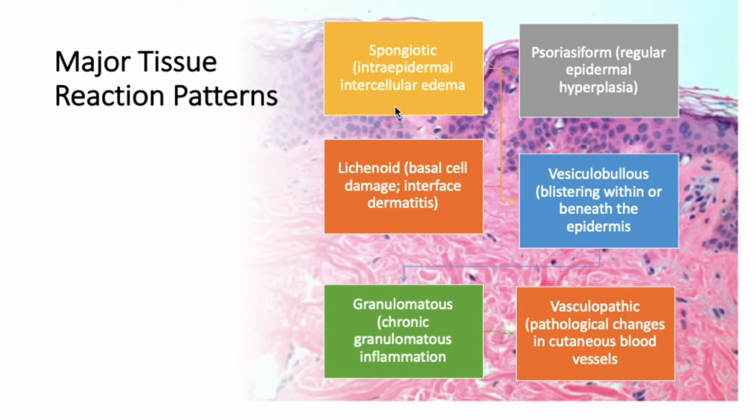When we say spongiotic, we mean intraepidermal and intercellular edema. When we say psoriasiform, we mean regular epidermal hyperplasia. When we say lichenoid, we mean basal cell damage and interface dermatitis. When we say vesiculobullous, we mean blistering within or underneath the epidermis. When we say granulomatous, we mean chronic granulomatous inflammation in the dermis. When we say vasculopathic, we mean the pathology is in the vessel.